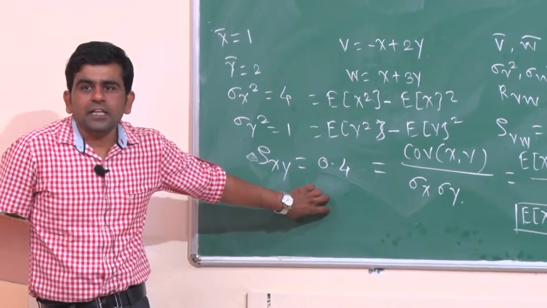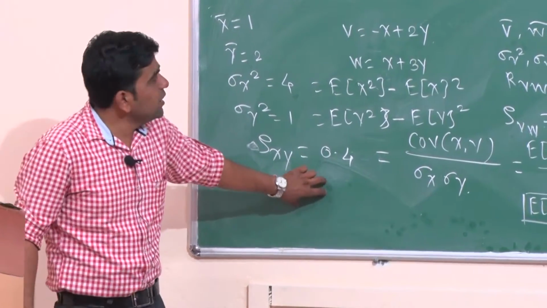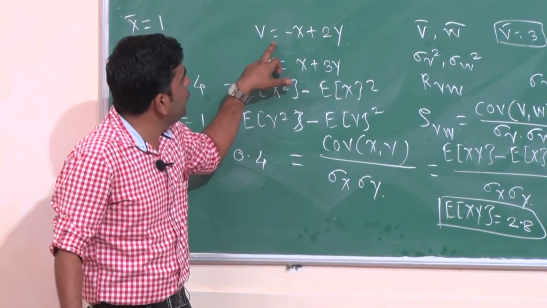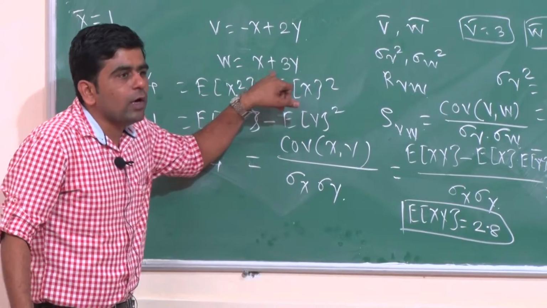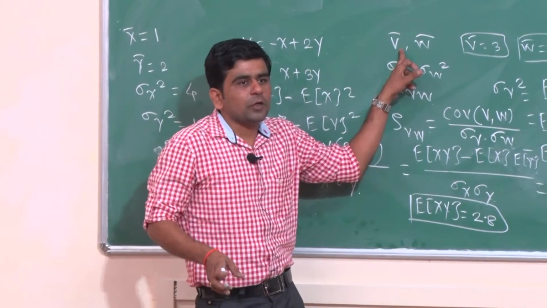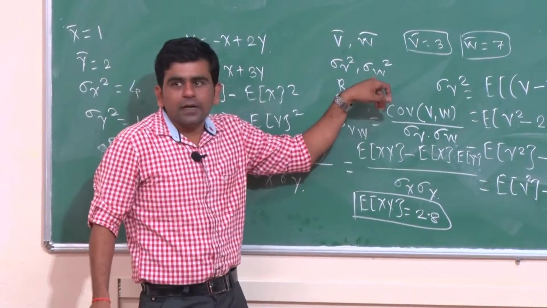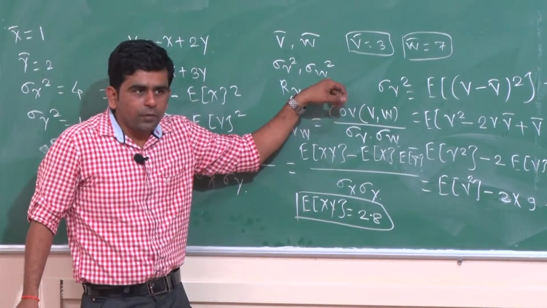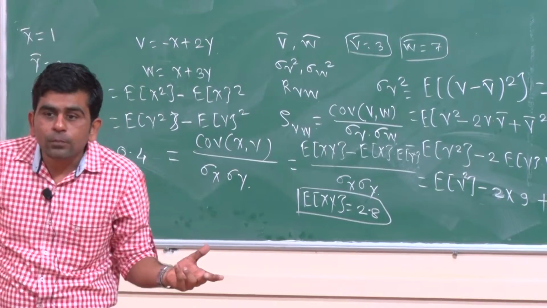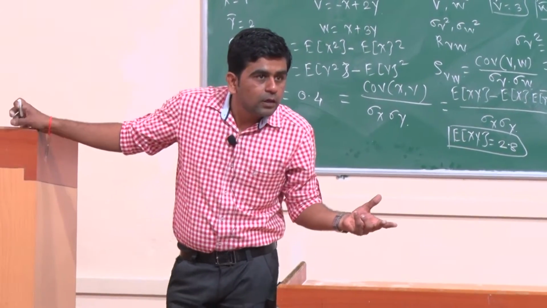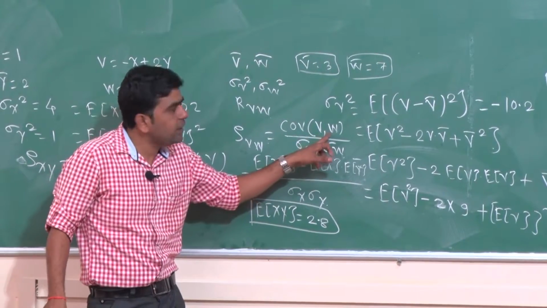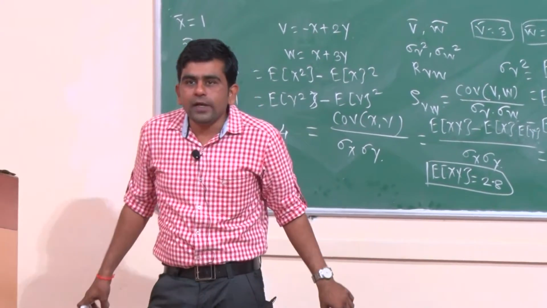So see here, in this problem, we have two random variables x and y. By using these two random variables, we have new random variables, v equal to minus x plus 2y, and w equal to x plus 3y. Over these new random variables, we have to find the mean for these two, that is expected value of v and expected value of w. Then we have to calculate the variance, that is sigma v square and sigma w square. Then we have to find the correlation function for these two random variables, that is expected value of vw or r vw. Then we have to find the correlation coefficient, rho vw, which is given as covariance of v comma w divided by the standard deviation for v and the standard deviation for w.